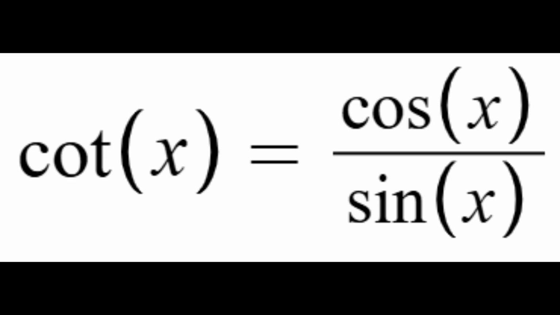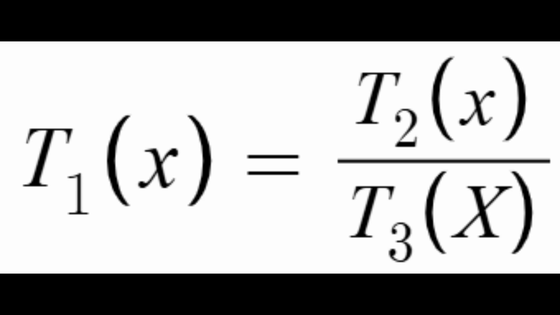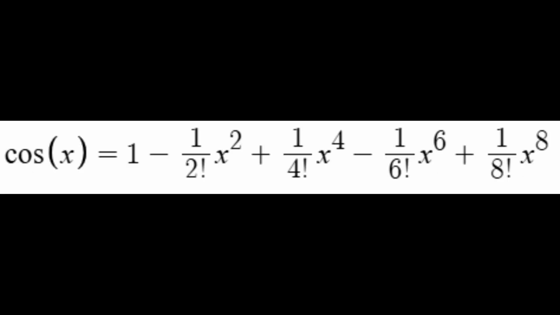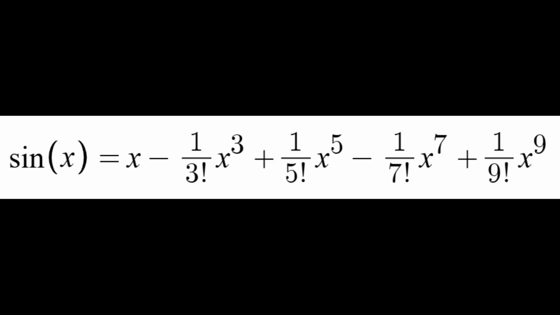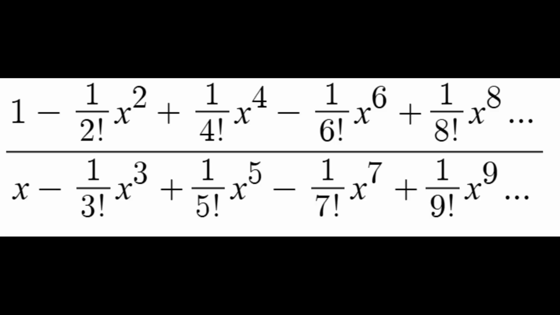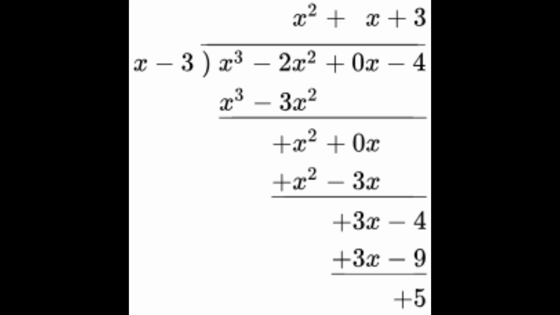Now let's look back at cot. It can be written as cosine over sine, which both have Taylor series, cosine's being the same as earlier, and sine's being x minus 1 over 3 factorial x cubed plus 1 over 5 factorial x to the 5 minus 1 over 7 factorial x to the 7 plus 1 over 9 factorial x to the 9, and so on. But now the question becomes, how do you divide an infinitely long series by another infinitely long series? Well, we just use normal long division, as if this were a polynomial being divided by another regular polynomial.